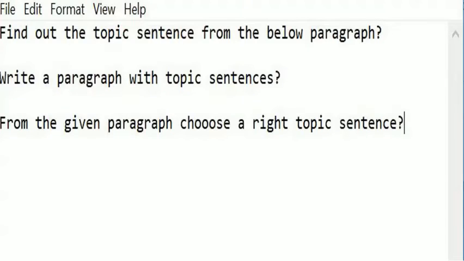Topic sentence. In the exam, it can be asked like, find out the topic sentence from this paragraph. So they may give some 5 chunks of paragraph, and they may ask you to find out the topic sentence from this paragraph. Or another way of asking is, write 5 topic sentences.